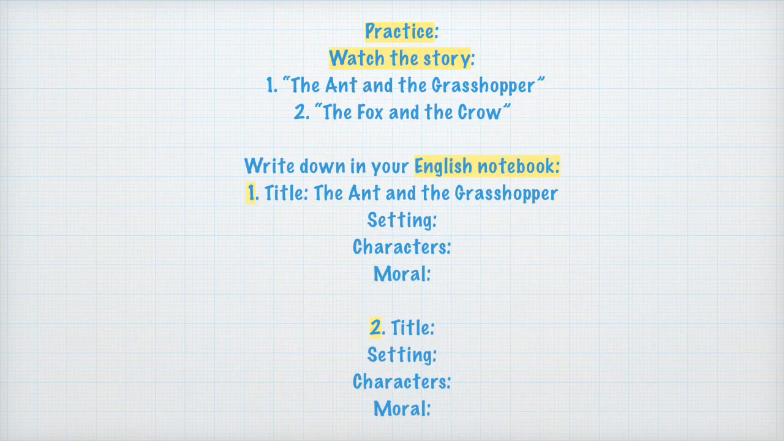Practice. Watch the story. 1. The ant and the grasshopper. 2. The fox and the crow. Write down in your English notebook. 1. Title: The Ant and the Grasshopper. Setting, characters, and moral. 2. Title, setting, characters, and moral. Identify these things from the story.